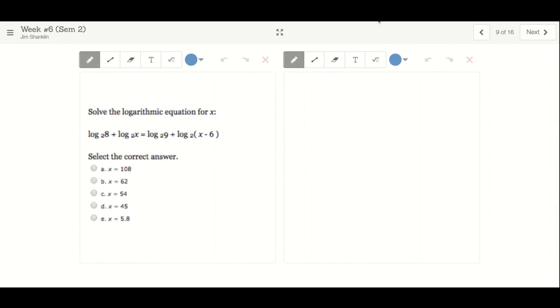So now we have more than one logarithm. If there's more than one logarithm, you cannot rewrite it as an exponent. What you want to do is condense it as much as possible. And remember, if you end up with one log on one side and one log on the other side, you can cross them off. All right, so what I'd like you to do, spend a little bit of time with this problem, see what you get.